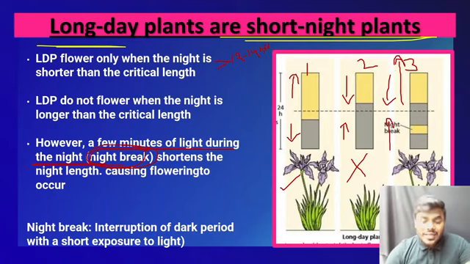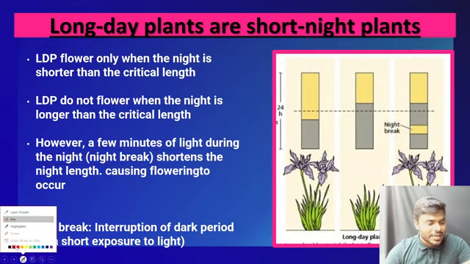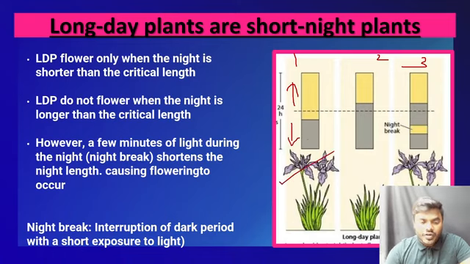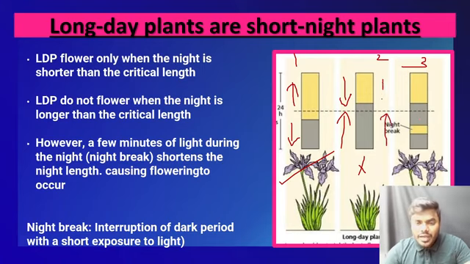When the day length increased, obviously, which will flower, friends? 100% long day plants will flower. So I'll summarize in one second. Just look into this. In the first condition, day length is more, night length is less, so the long day plant flowered. In the second condition, day length is less and night length is more, that's why long day plants did not flower. In the third condition, originally night length is more, day length is less, but what we have done is we have done the night break.